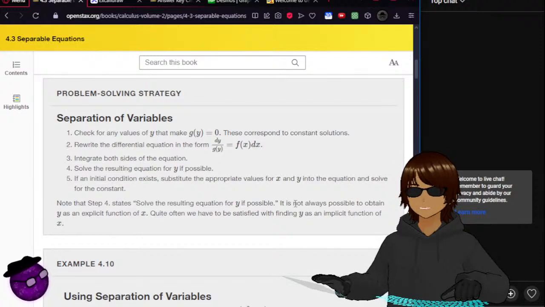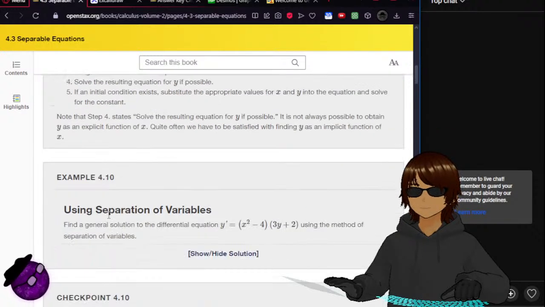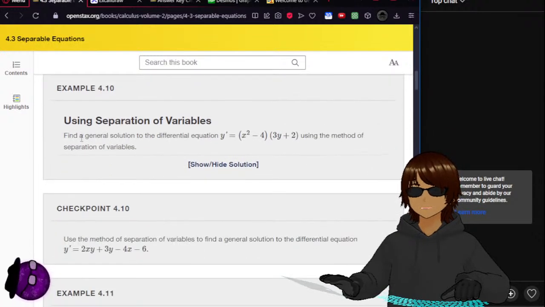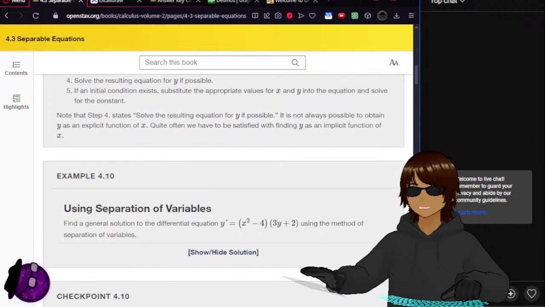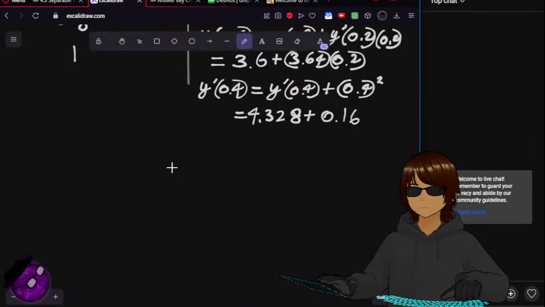It is not always possible to obtain y as an explicit function of x. Find a general solution of the differential equation: derivative of y is x squared minus 4 times 3y plus 2, using the method of separation of variables. Okay, let me try.